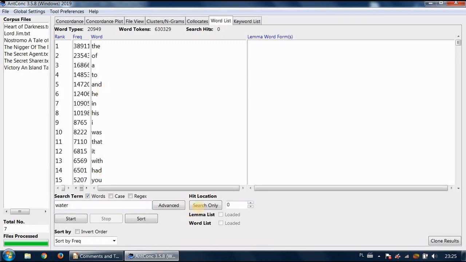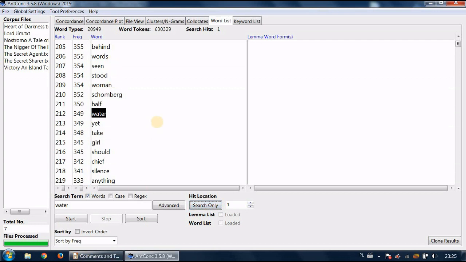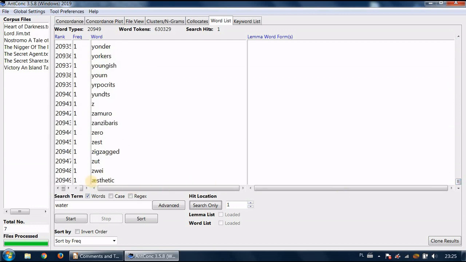Something is wrong. Okay, sorry for that. I repeated looking through the whole list. Creation of the whole list, and this is the one that you should press. So water is ranked 212, which is pretty high. I mean, there are over 20,000 word tokens in here.